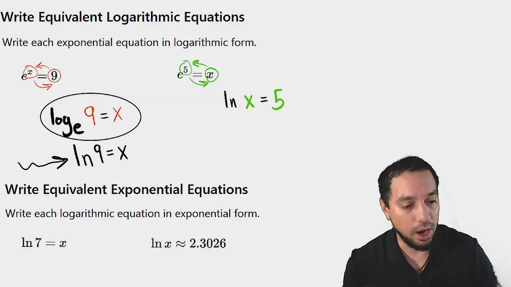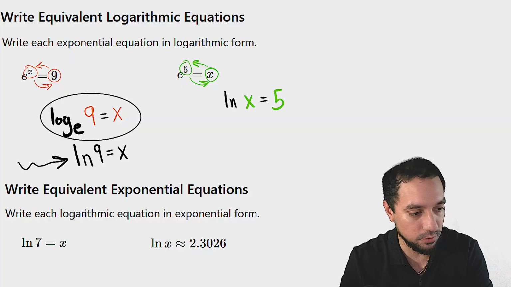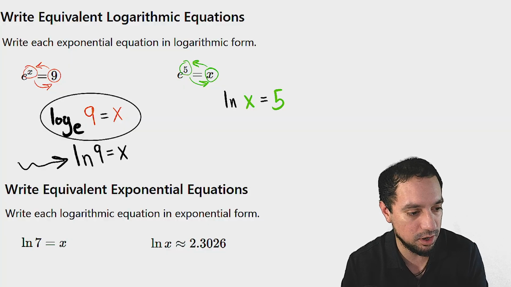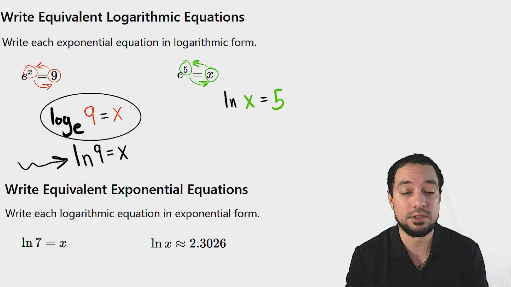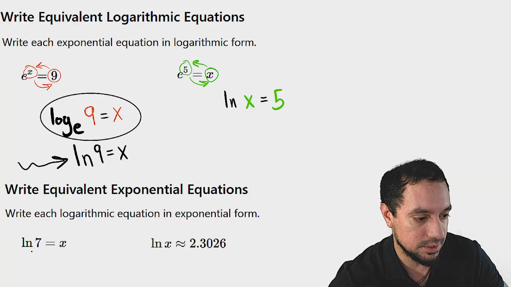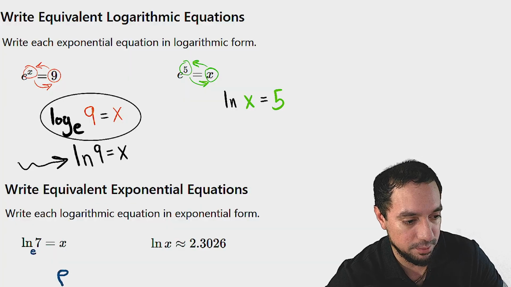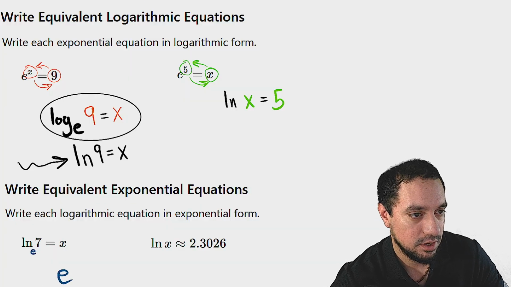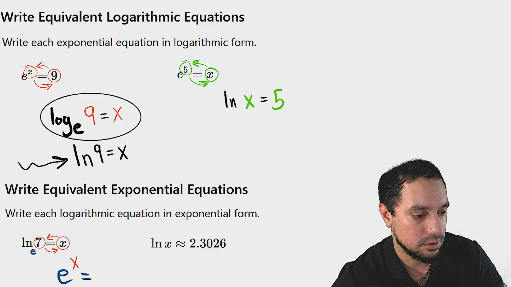All right, let's go in the opposite direction. So this time I'm starting with a log base e, so I'm starting with natural log, and we want to write each of these in exponential form. So I know that this is invisible base e, so I'll start with writing the base. And then these have to switch sides. So it becomes e to the x power equals 7.